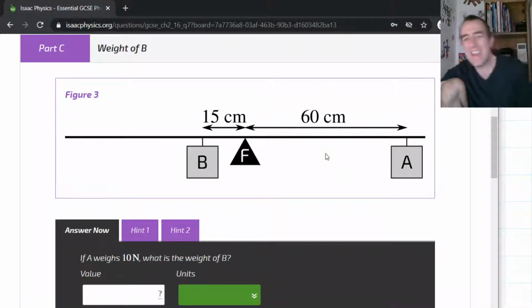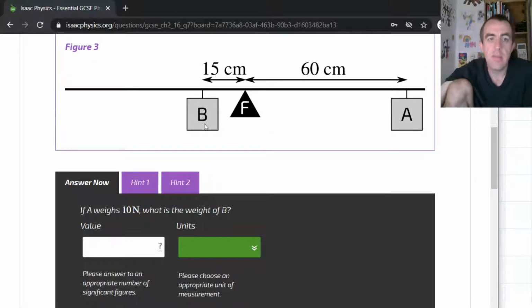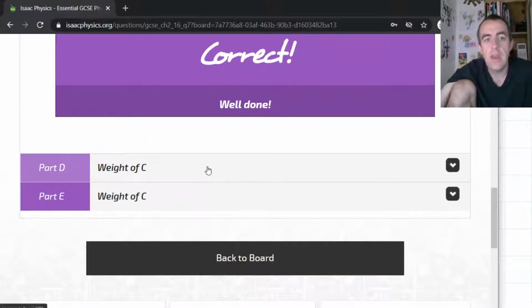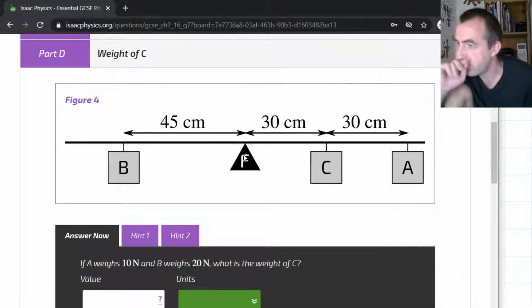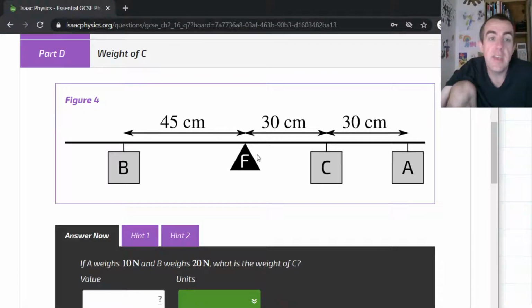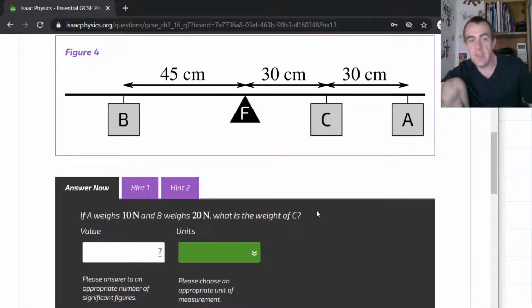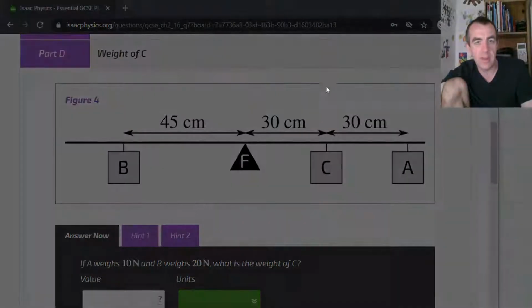And it's the same thing again and again here. So I think you get the idea now. A here is 10 newtons, but it's also 4 times further away than B. So that means B has to have 4 times the force, 40 newtons. Correct. And weight C. This is where it gets interesting. So let's have a look at the next part. So part D, it says weight C. We've got A and B, and now we want to find out C. This is where students sometimes find this a lot more challenging. So let me show you how to do it properly.